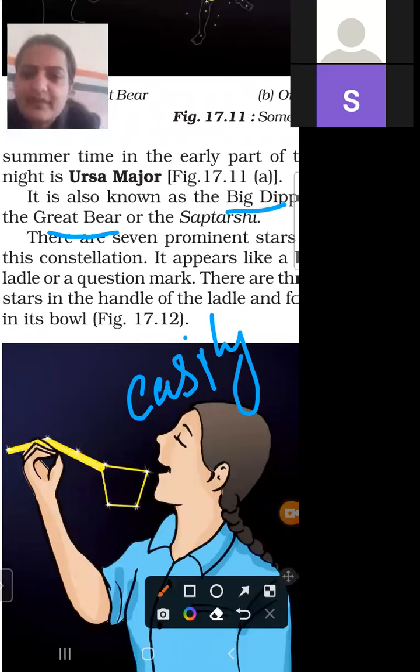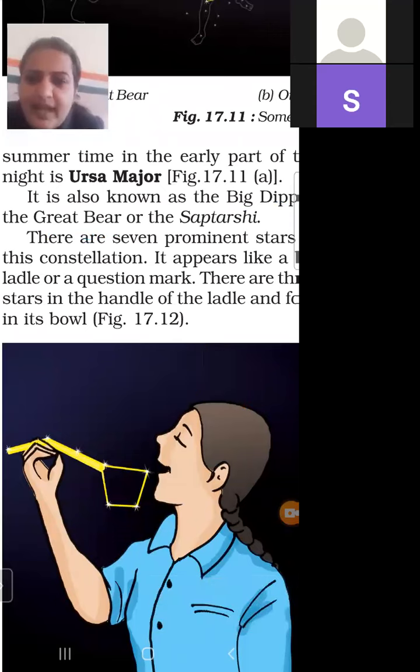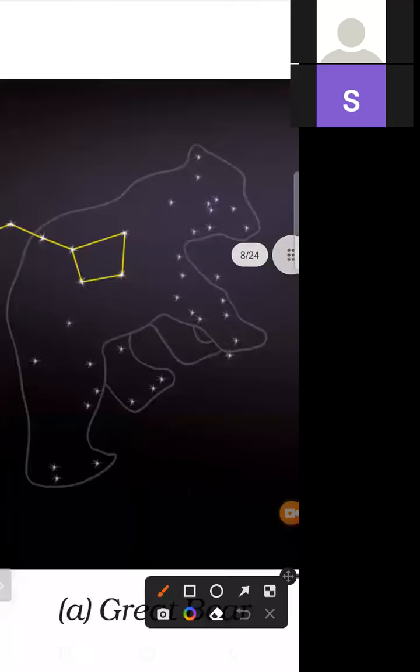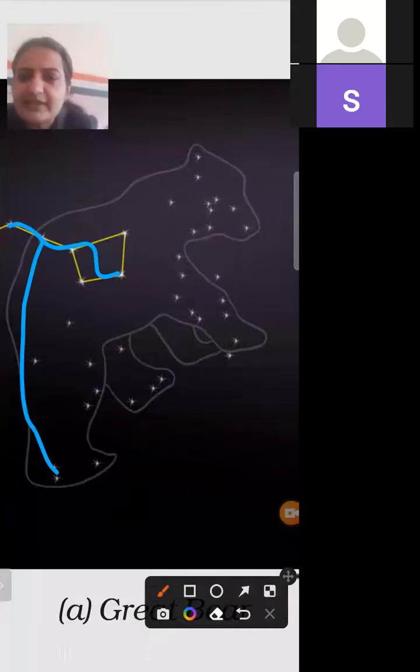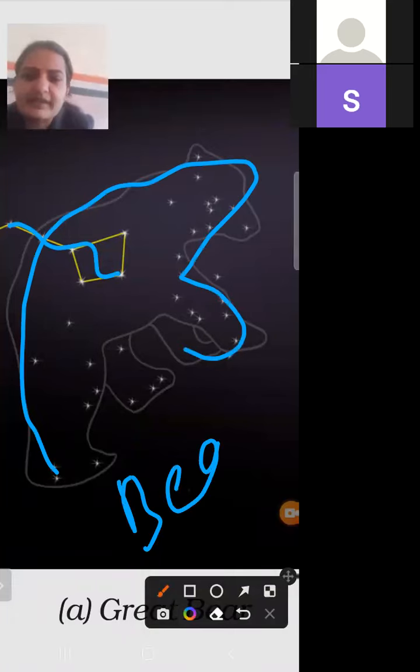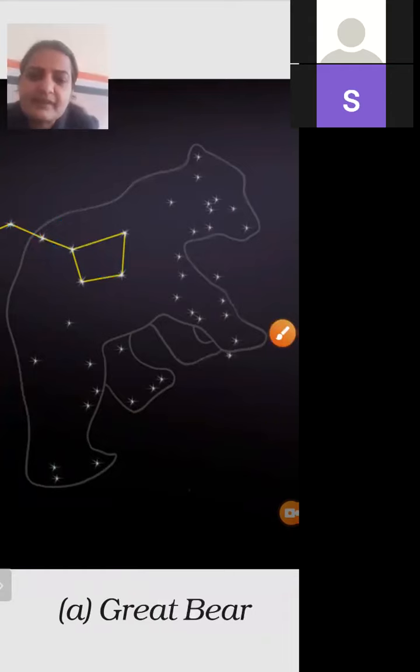And why is it called Great Bear? The shape of its outer side is like a bear. This is the Ursa Major constellation, and its outer covering is like a bear. So it is called Great Bear.